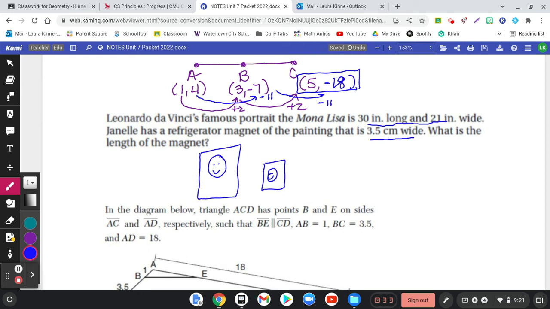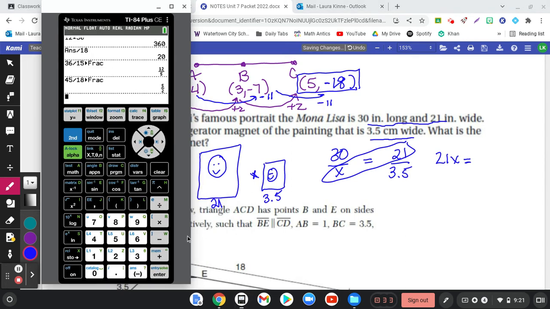So 30 inches long and 21 inches wide. The 3.5 is the width of the magnet. You're looking for the length. So set it up. 30 over x equals 21 over 3.5. Again, maybe you did 30 over 21 equals x over 3.5. If you set it up differently, that's okay. It's the cross products that need to be the same, because there's multiple ways to set this up. But, so 30 times 3.5.